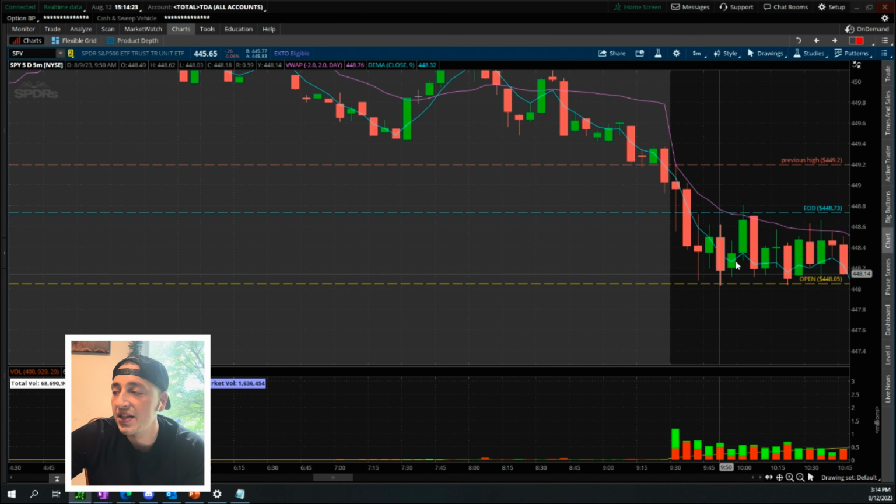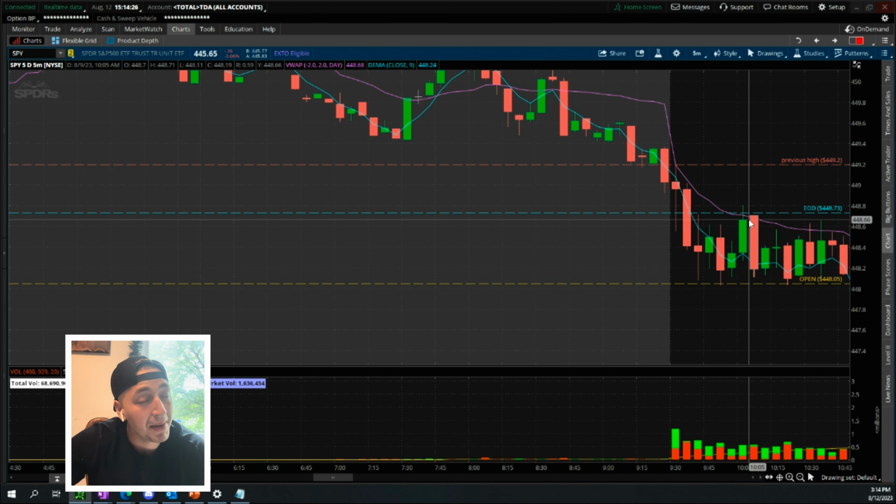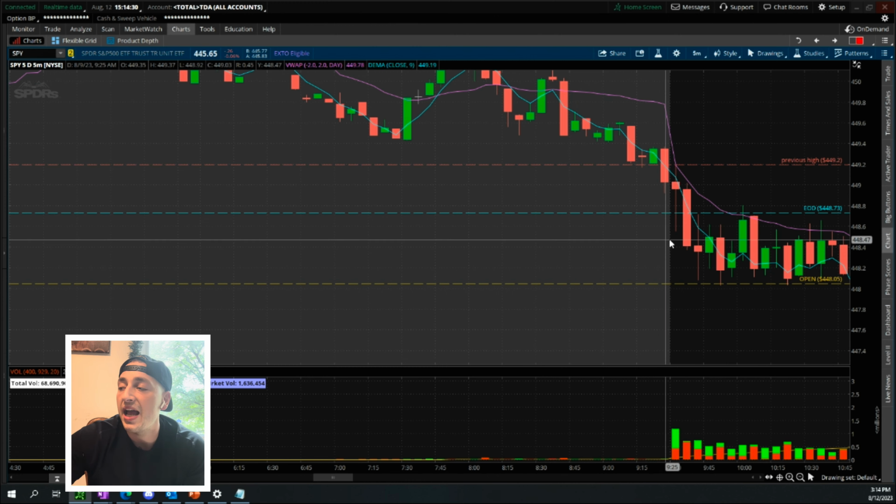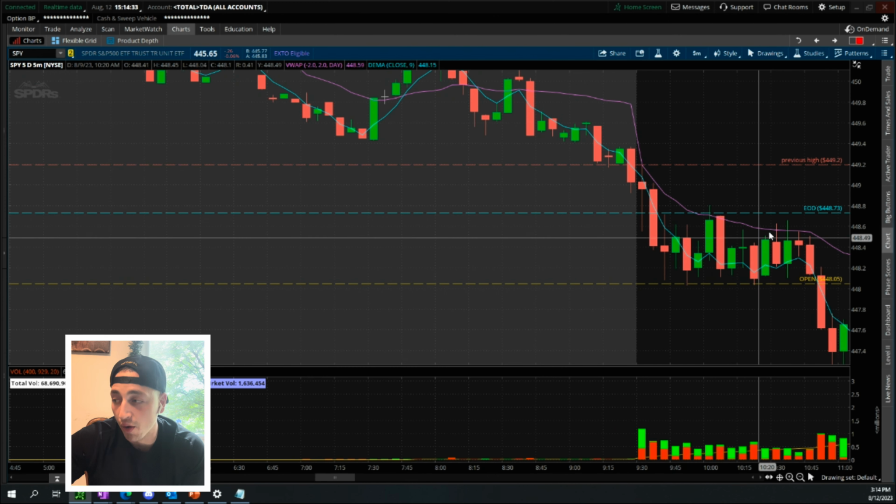So price is battling the open. It's battling end of day. I'm not making a trade until a breakout happens here, right? This is congestion. And then bam, price then breaks below the open. Super bullish indication.